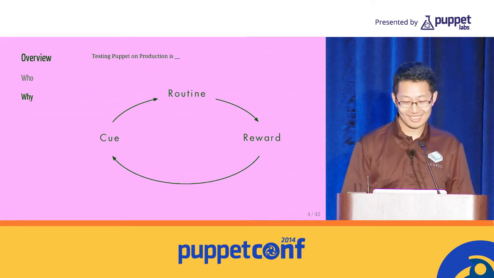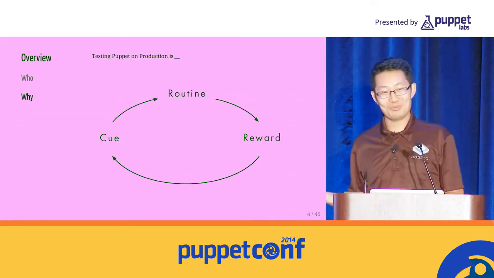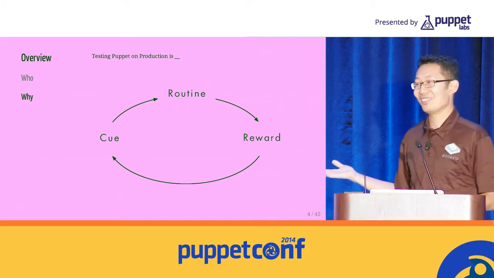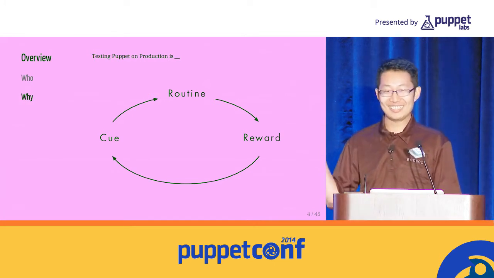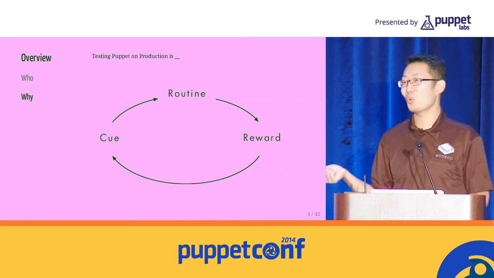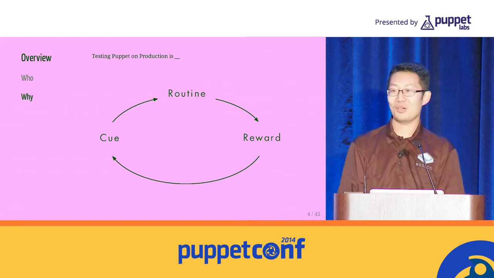And I've learned my lesson. So I call this the cue routine reward loop, except I don't get a reward at the end when I do something like this. At the end, I get a giant stick. And someone's going to invariably come to me and say, what did you do? So cue, routine, reward, and that doesn't work quite well in production.